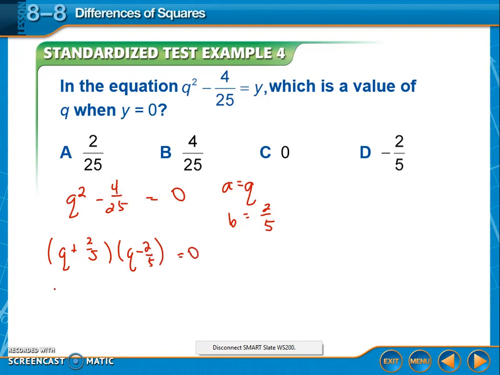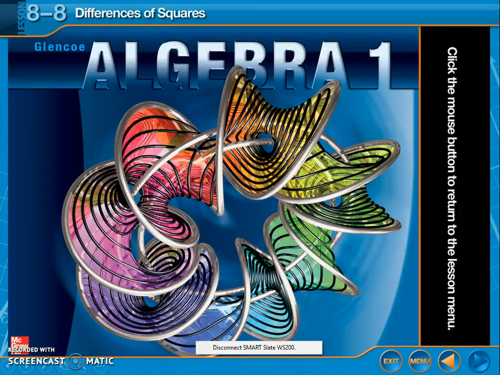So solving each of these, from this one I'm going to get q equals negative 2 over 5, and from this one I'm going to get q equals 2 over 5. So the only one that's an option here, even though I get negative 2 over 5 and 2 over 5, the only one that's in the list is D. So my answer is D. And that's this section.